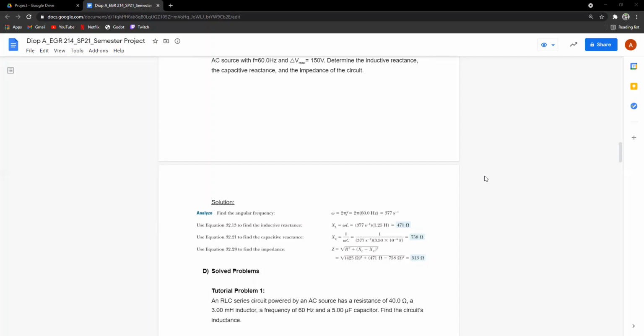And finally, now we can move on to the impedance. To find our impedance, we need to know what our XL and XC are, because we're already given the resistance, or R. So when we plug all the variables into the equation, we plug in 425 for our R, 471 for XL, and 758 for XC. We get 513 ohms, and that would be our answer for the impedance.